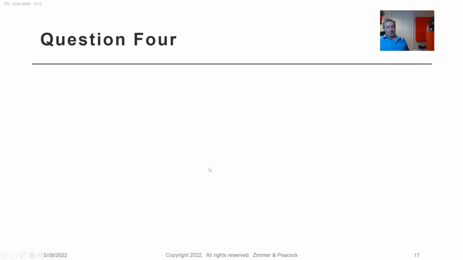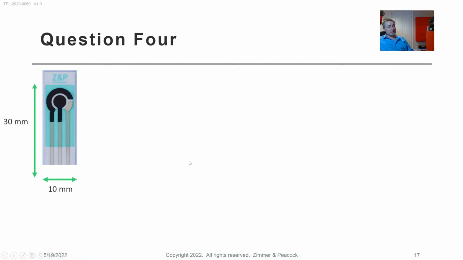Question number 4. So people do inquire about our carbon 101 electrode. So this is our carbon 101 electrode. I've got lots of critiques on this carbon 101 electrode. It's one of the first electrodes we made, and I'm going to critique it. One of my first critiques is it's 30 millimeters long and 10 millimeters wide. So critique number 1, it's too big.